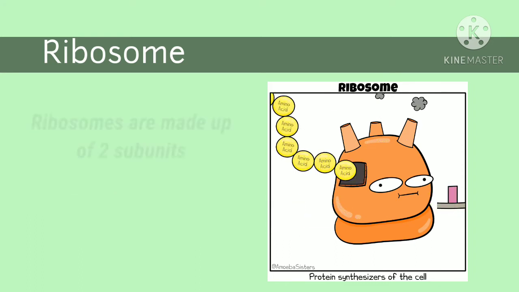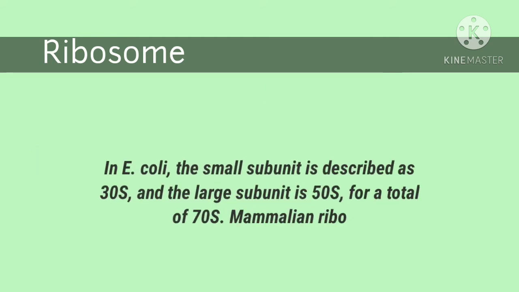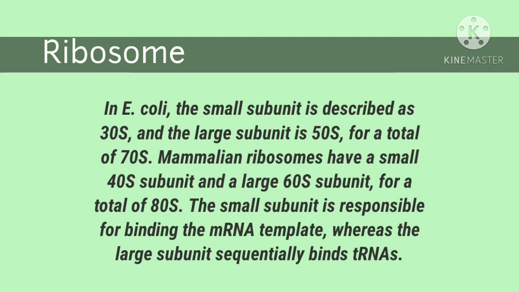Ribosomes are made up of two subunits. In E. coli, the small subunit is described as 30S and the large subunit is 50S, for a total of 70S. Mammalian ribosomes have a small 40S subunit and a large 60S subunit, for a total of 80S. The small subunit is responsible for binding the mRNA template, whereas the large subunit sequentially binds tRNAs.